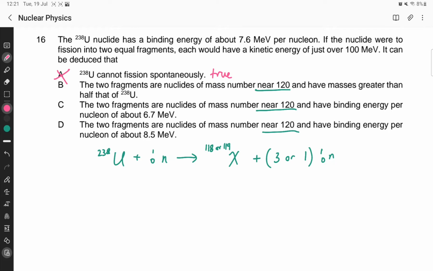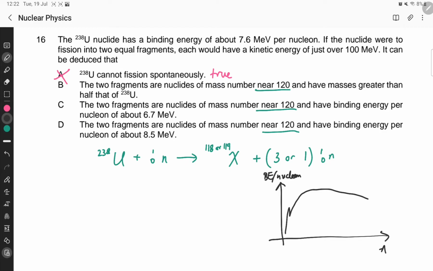How do we know? Because we look at the binding energy per nucleon graph, which looks like this. This is binding energy per nucleon, and this is the nucleon number, which is the A. So where is uranium? Uranium will be somewhere here. So this is 238 U. Suppose it turns into the 119, so that we can compare the numbers. If it's 118, then it's definitely not possible. So what if it's 119?